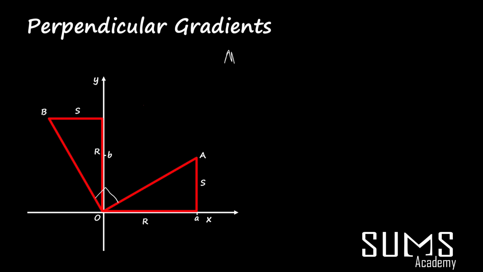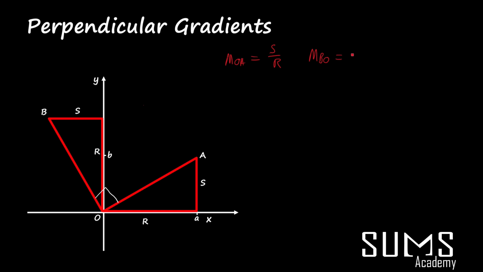I'll do this in a different color. The gradient of OA, M_OA, which we know is the change in y, which is S, over the change in x, which is R. Then we want to know the gradient of this line now. It's been rotated 90 degrees, so that's M_BO.